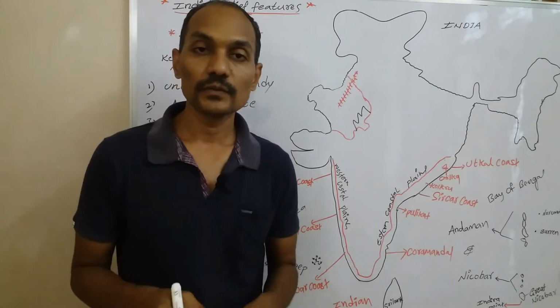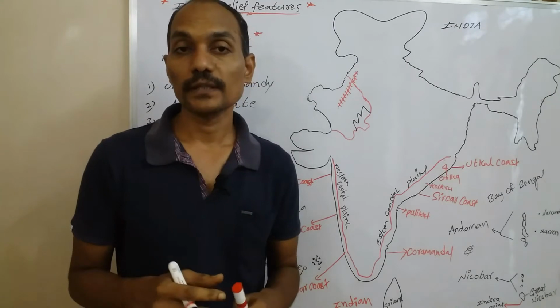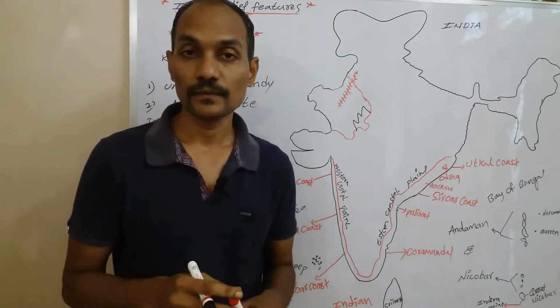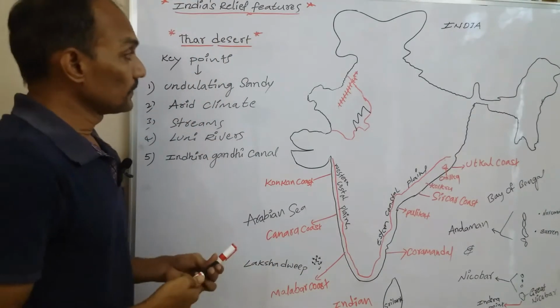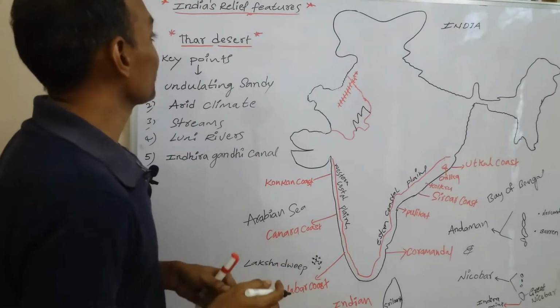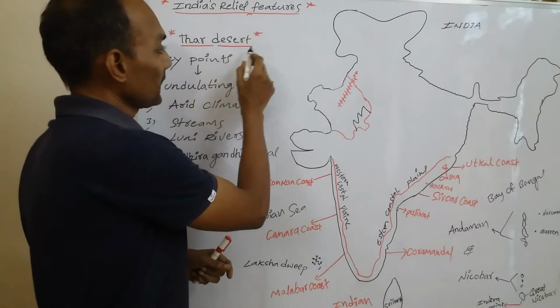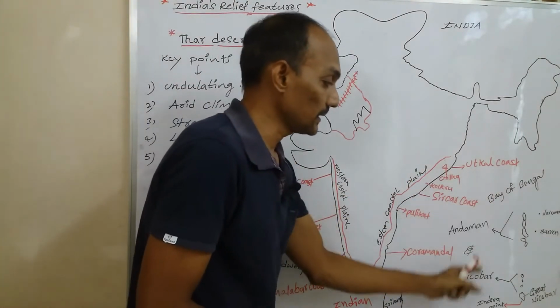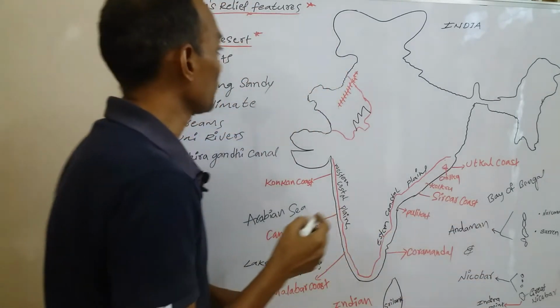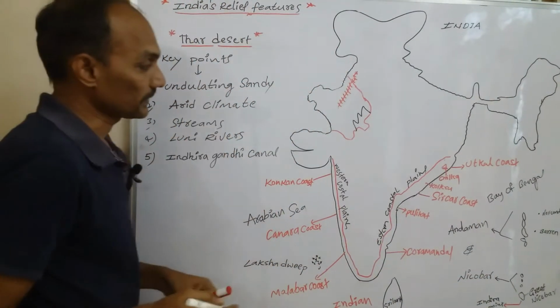Today we are going to learn some subtopics of India's relief features. So let's get started. First of all, let us see the Thar Desert, next the coastal plains, and the last one, the Andaman and Nicobar Islands. So first let's see the Thar Desert.